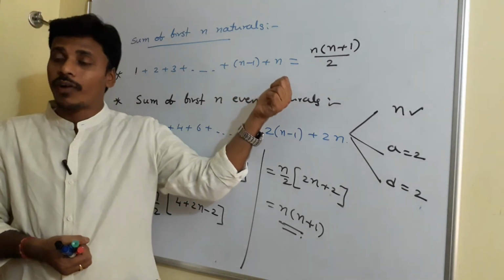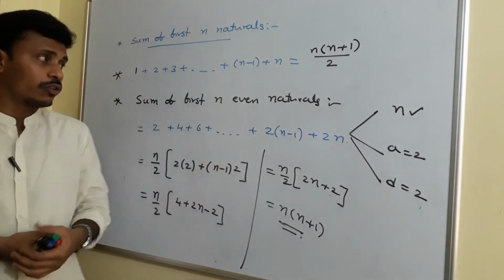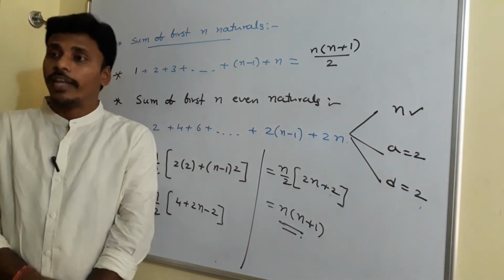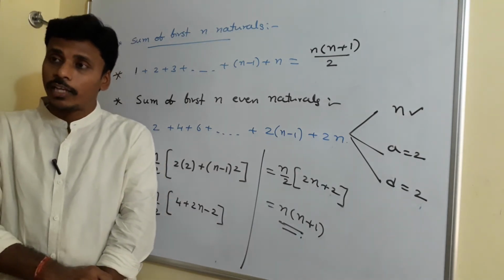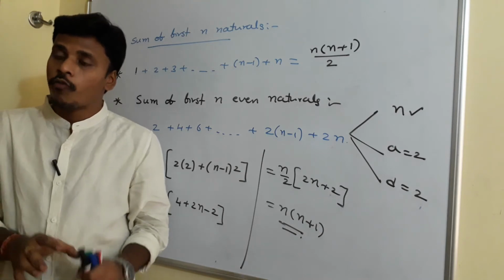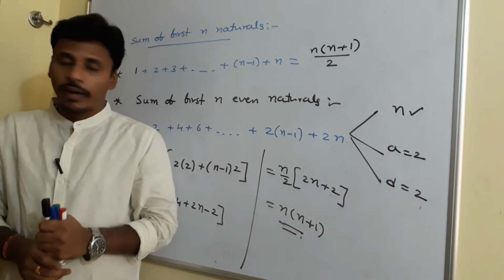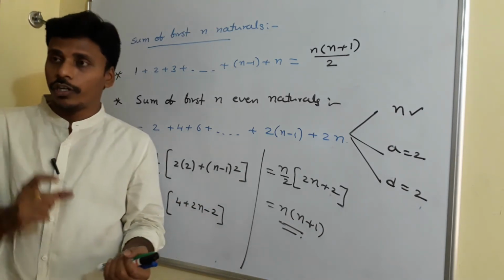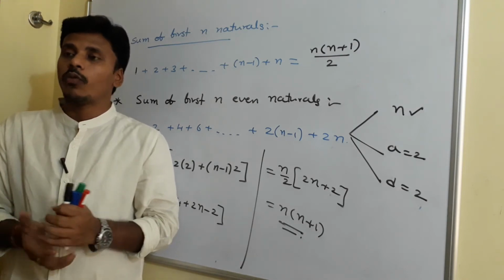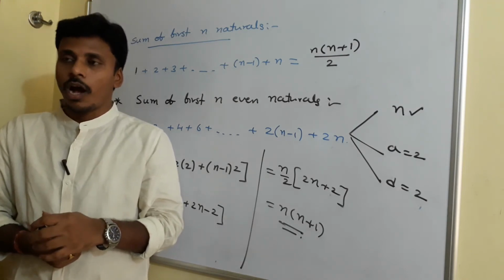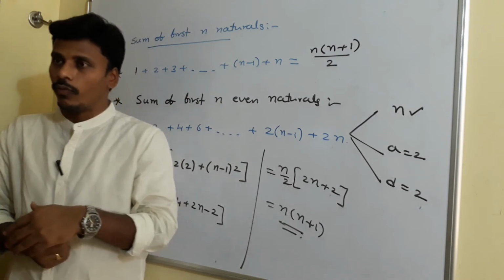One thing is the sum of first n naturals, and the other thing is the sum of first n even naturals. After the sum of first n even naturals, I have another thing, the sum of first n odd naturals, right? Just note this one, have a screenshot. I will give you the way to find the sum of first n odd naturals. Otherwise, you just try in the meanwhile.